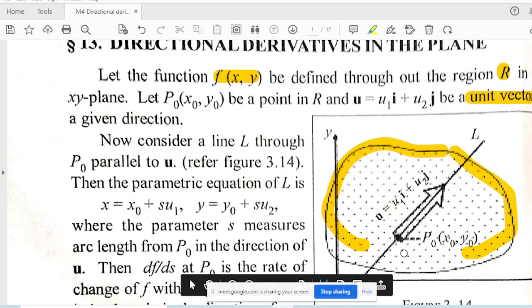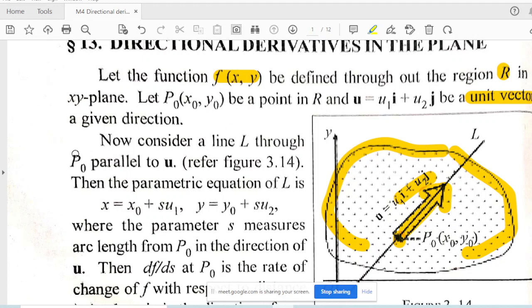This is the region, and let P be a point. P0 of x0, y0 is a point in the region, and a particular unit vector is given. Vector u equal to u1 i cap plus u2 j cap be a unit vector in a given direction. Okay, these things will be given, and you will be asked to find the derivative of the function.